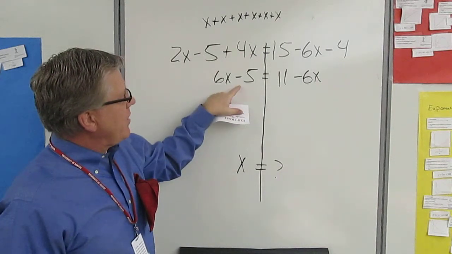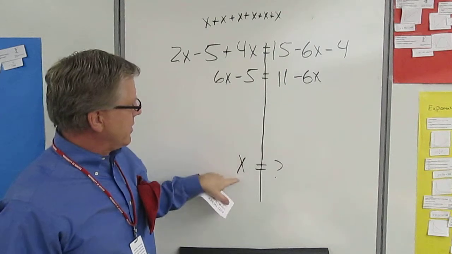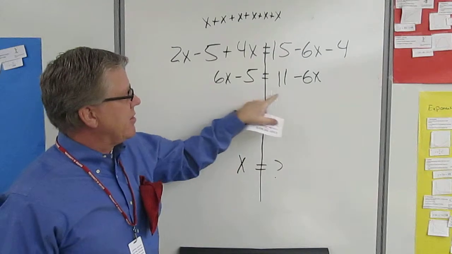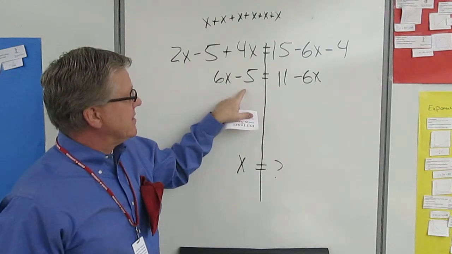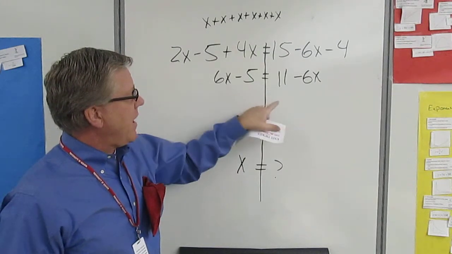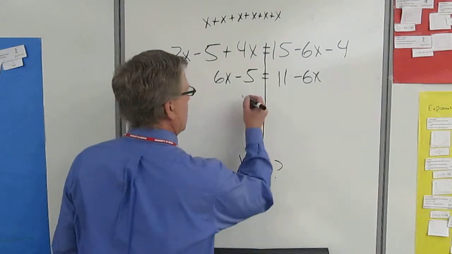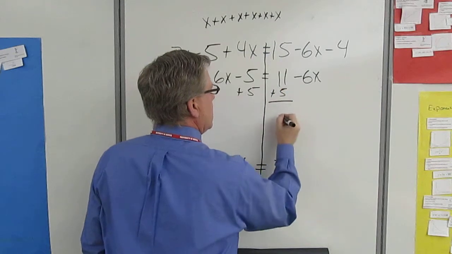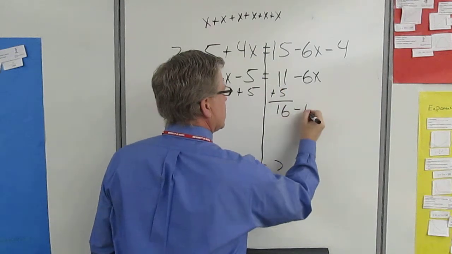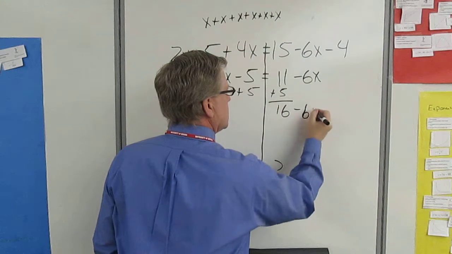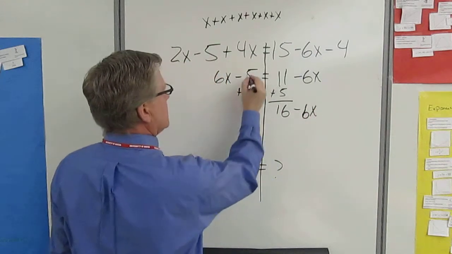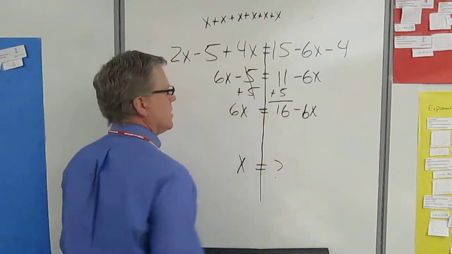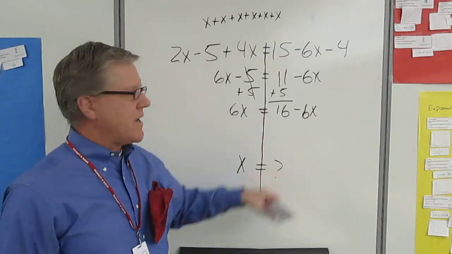So what if we want to get rid of 5 over here? We'll leave our x over here. Let's get rid of our 5. So if we add 5 over here and 5 over here, that'll make this 0. So to get rid of that, we just add 5 to here. So we'll go like this. Plus 5, plus 5. That's going to equal 16 minus 6x. Oops, 6x. And these are going to cancel. So we have 6x equals 16 minus 6x.